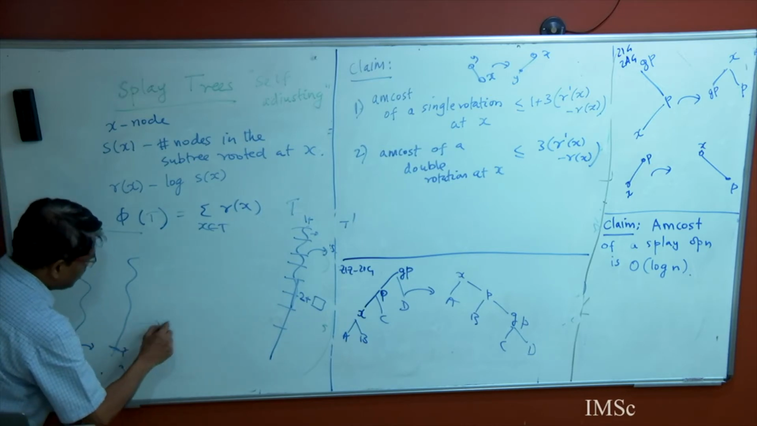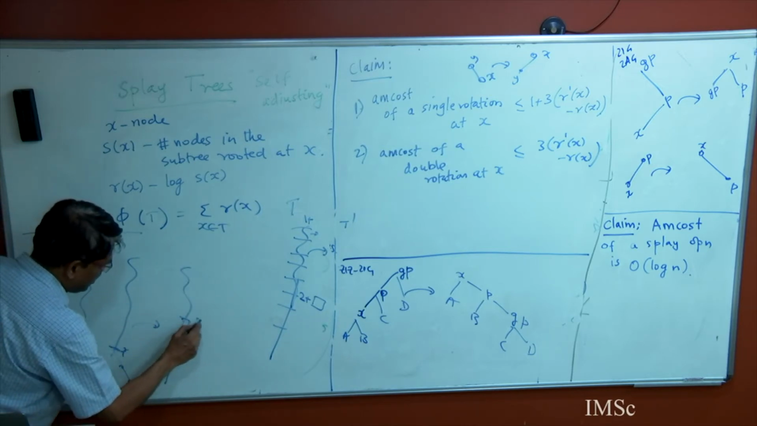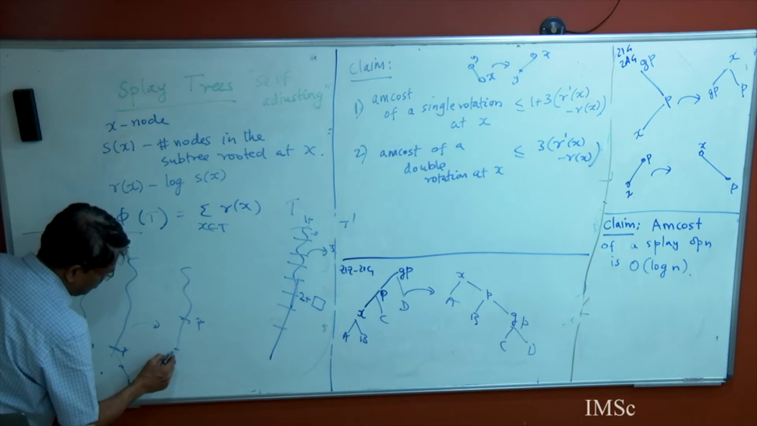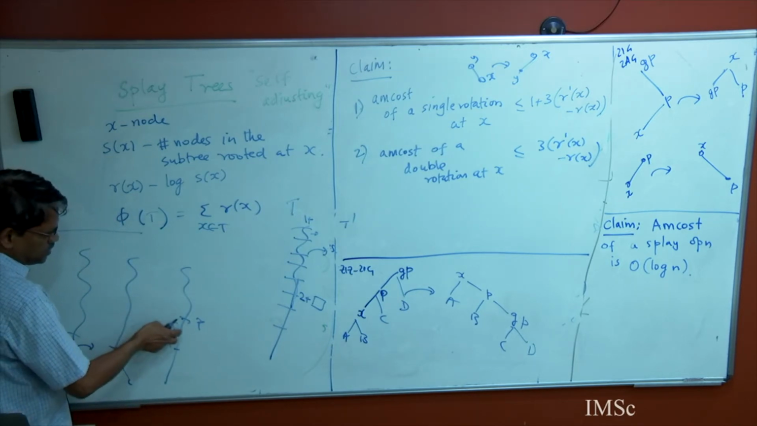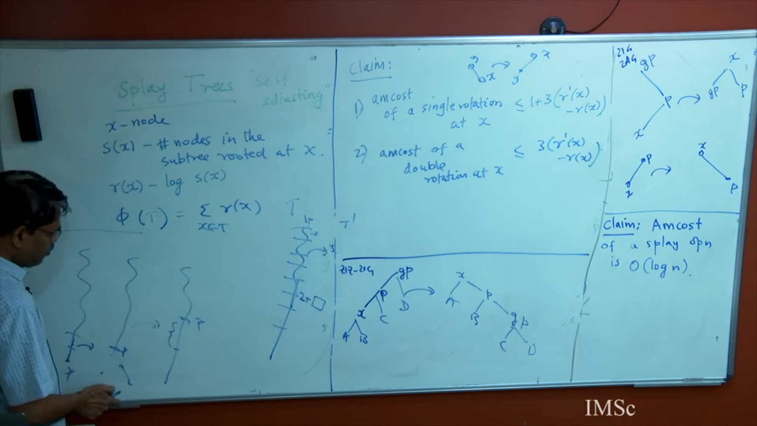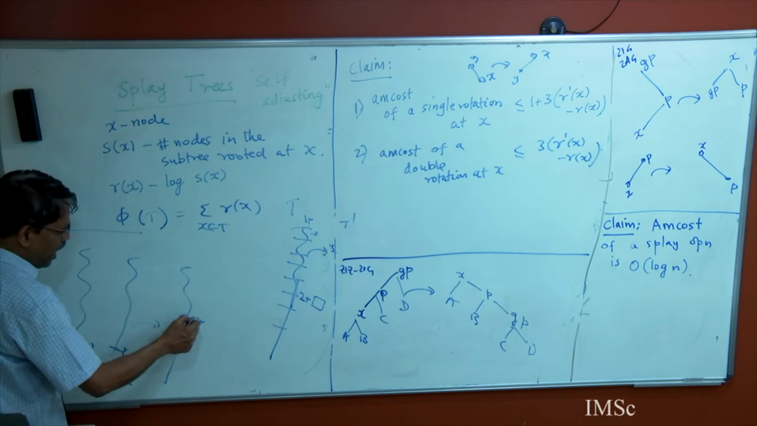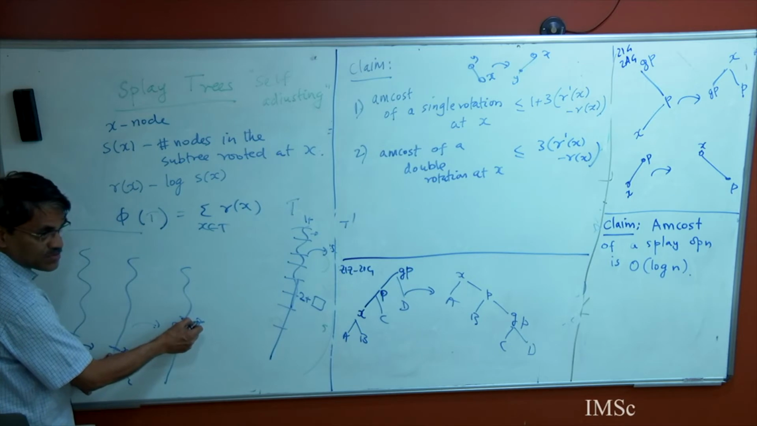Then let me do another double rotation. X moves here, and what is the amortized cost? It's again actual cost is 2 plus the potential difference, which I am going to prove is at most 3 times r prime of x minus 3 times r of x.